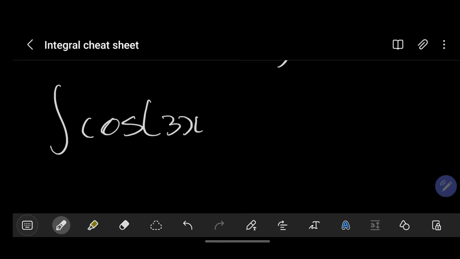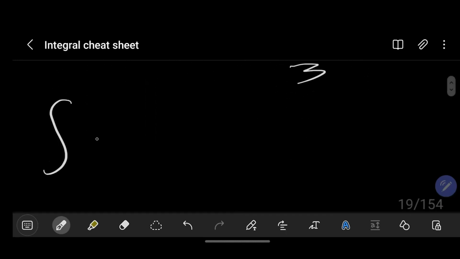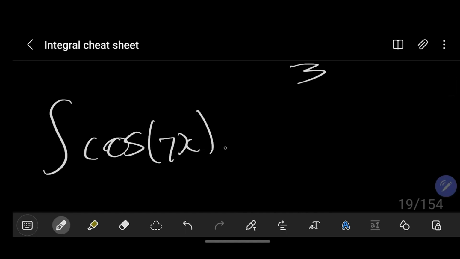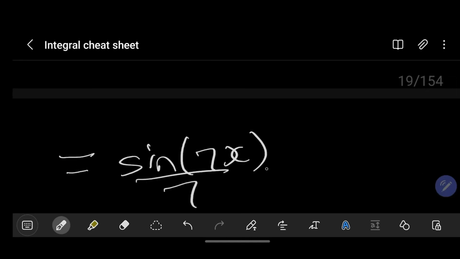Let's do some quick examples. I'm going to do some easy ones for now and probably do a dedicated video on trig functions later on. So let's do the integral of cos 3x. That's just equal to sine of 3x over 3. And if you want to do the integral of cos of 7x dx, that's equal to sine of 7x over 7 plus c.